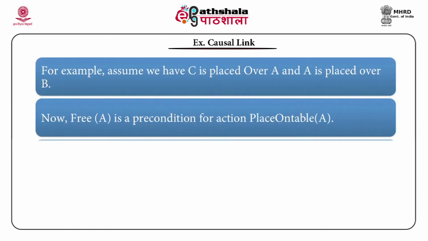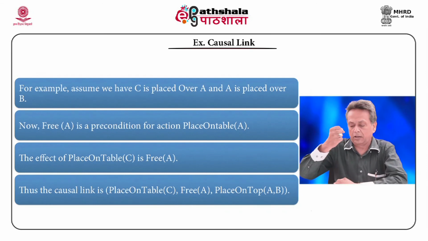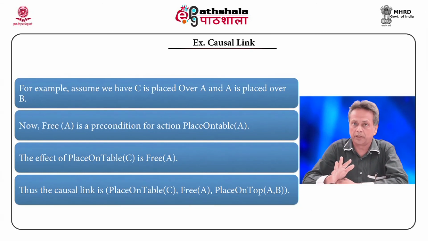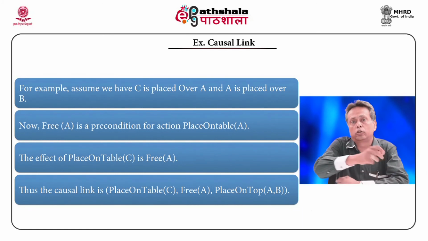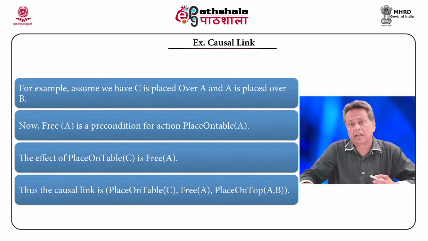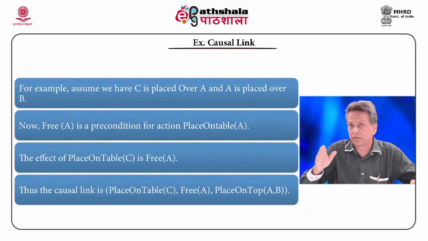That example is given here. Suppose I want to place A on top of B, the condition is free A, free B. I want free A actually, because B is already free, I need free A. So for that I use place on table A. If I do place on table, A becomes free. So that is the effect of place on table A.